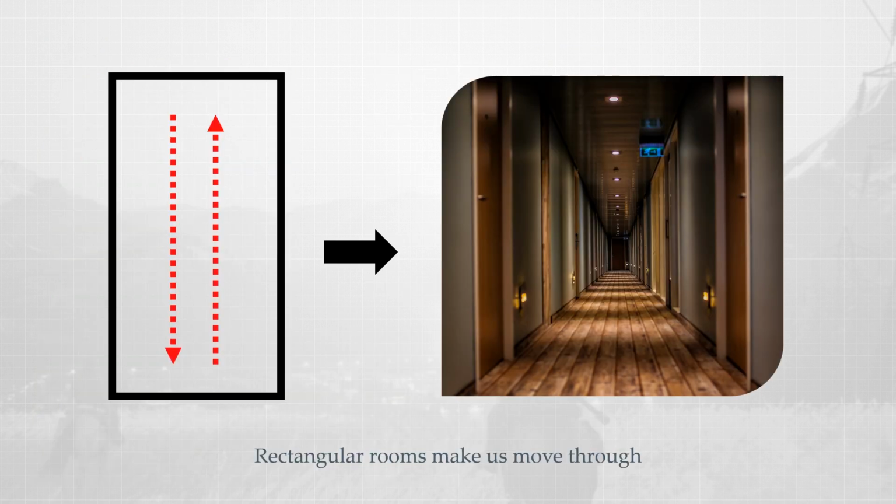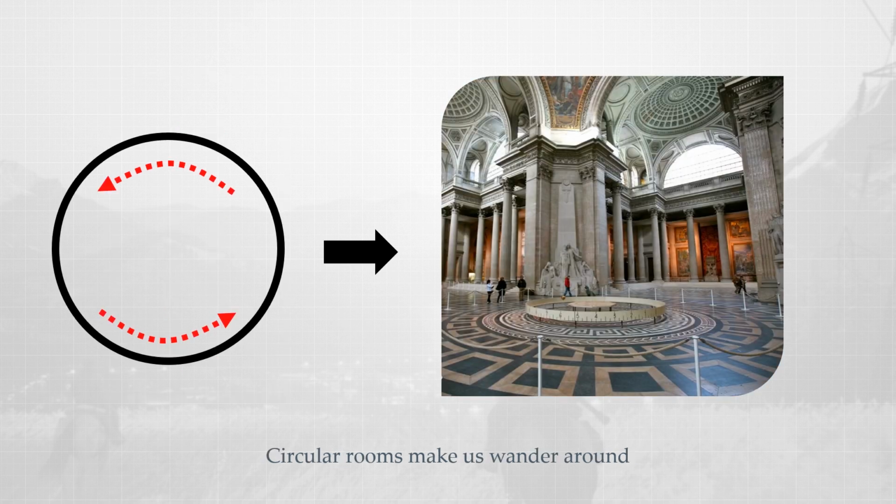For example, when you have a rectangular shape, especially if it's narrow, your only two options are to go ahead or to go back. So when you have a rectangular room or a hallway, it naturally makes us move through quite quickly. The opposite of that is a circular shape. So circular rooms make us wander around, and that is why you see that a lot of exhibitions are actually held in circular rooms, so that the visitors spend some time walking around and inspecting all the different exponents.